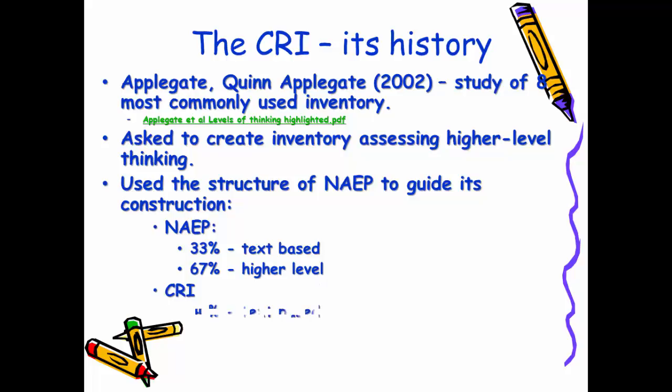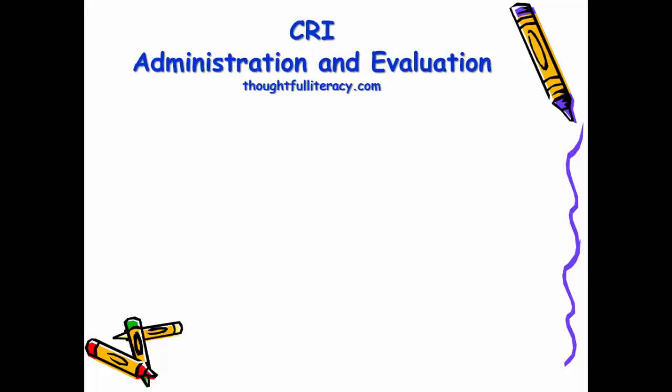But let's look at the CRI. We have 40% text-based. We're not quite as high as NAEP, and we have 60% that are higher level. So you see, the ultimate purpose here is critical reading, a response to text that's thoughtful and reflective. So how are you going to go about administering and evaluating so that you can have a comprehensive evaluation?